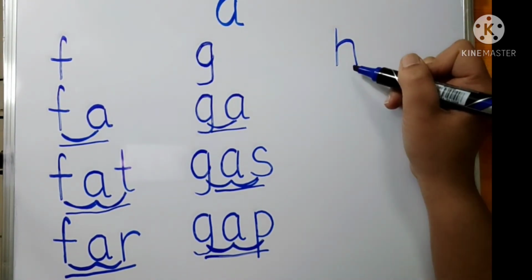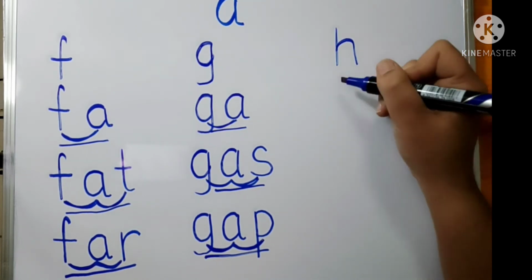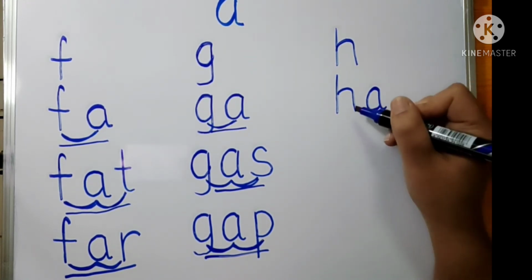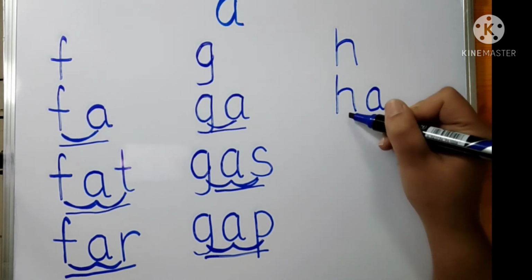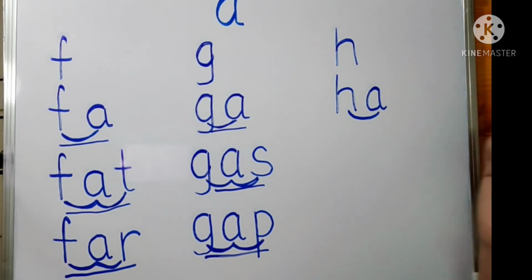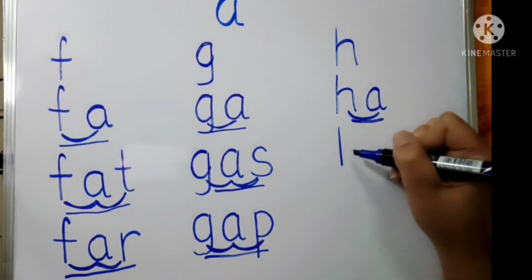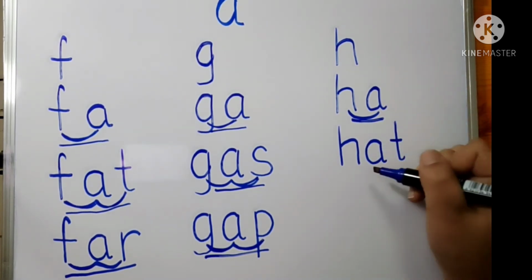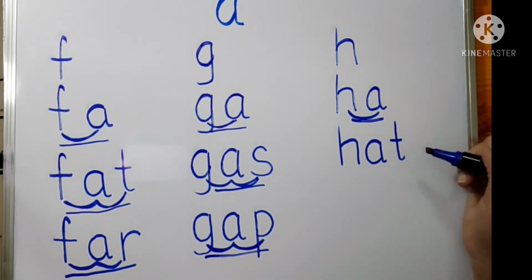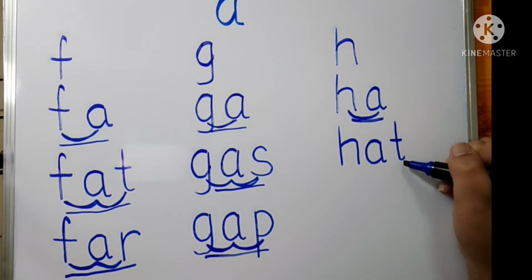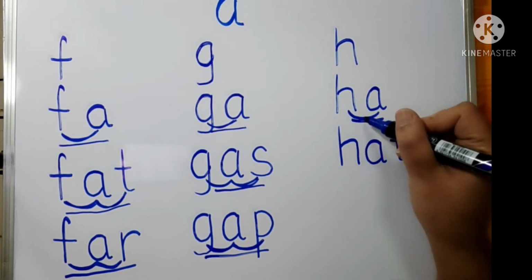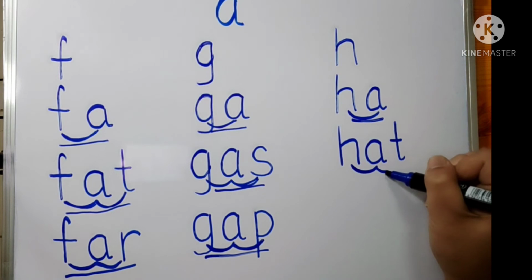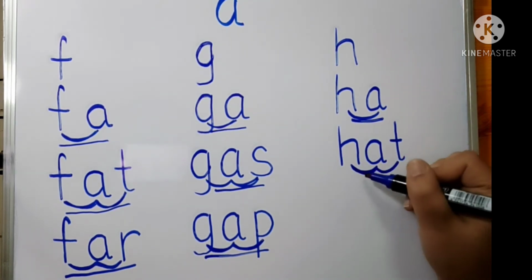This is a consonant. And the sound is h. Let's add a to the sound h. H and a makes ha. Let's add another consonant. The sound is t. So h and a makes ha. Let's add t. So hat.